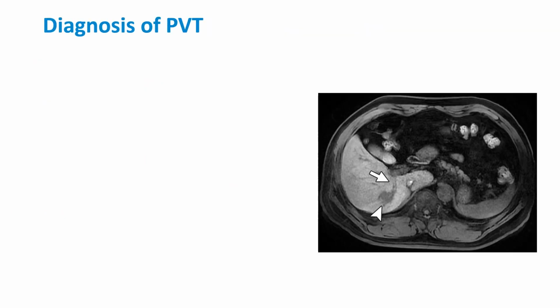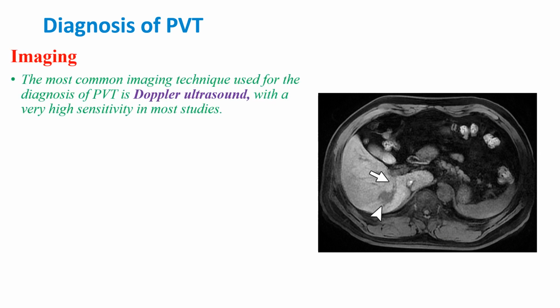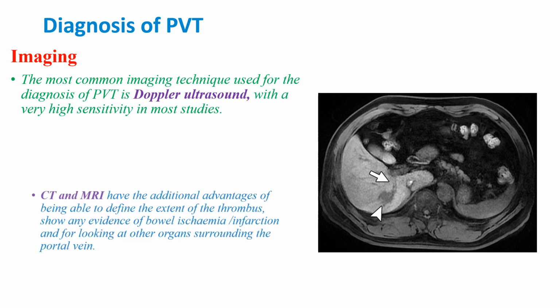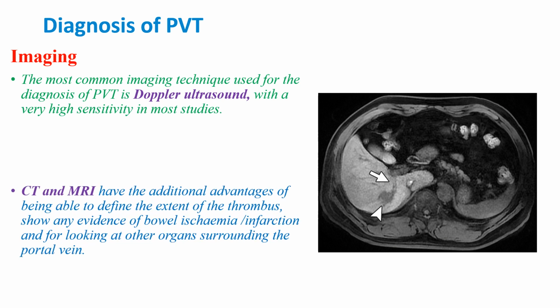Regarding the diagnosis of portal vein thrombosis, the most common imaging technique used is Doppler ultrasound, with a very high sensitivity in most studies. CT and MRI have the additional advantage of being able to define the extent of the thrombus, show any evidence of bowel ischemia, and look at other organs surrounding the portal vein.